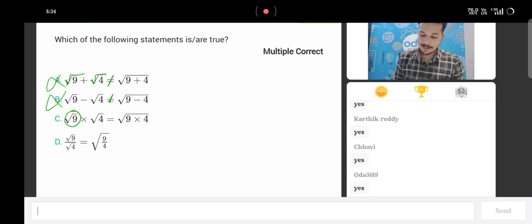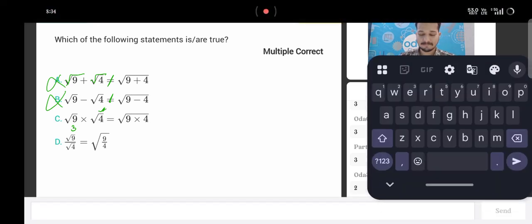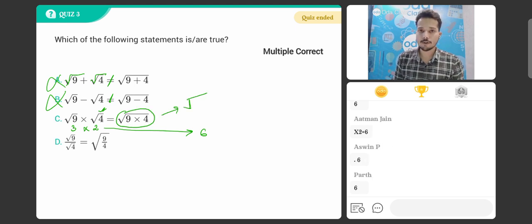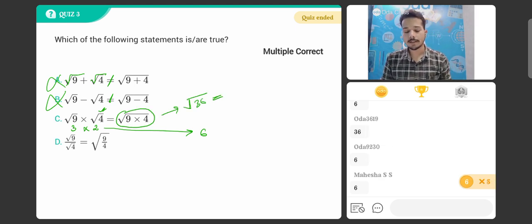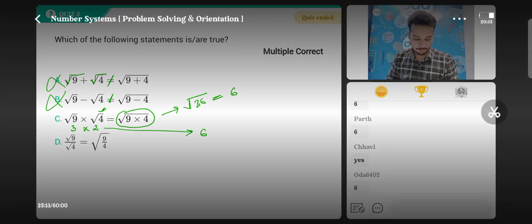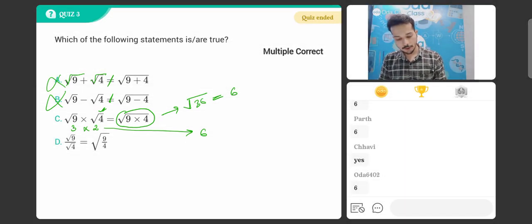Students, what is the value of root 9? 3. What is the value of root 4, students? 2. What is 3 into 2, students? 6. Now solve this. So root of 9 into 4 is root 36. What is root 36, bacho? Sir, 6. And can you see that both the sides are giving me the same number? I can put the root on the entire thing in the case of multiplication. Understood, students? Everybody understood, yes or no?